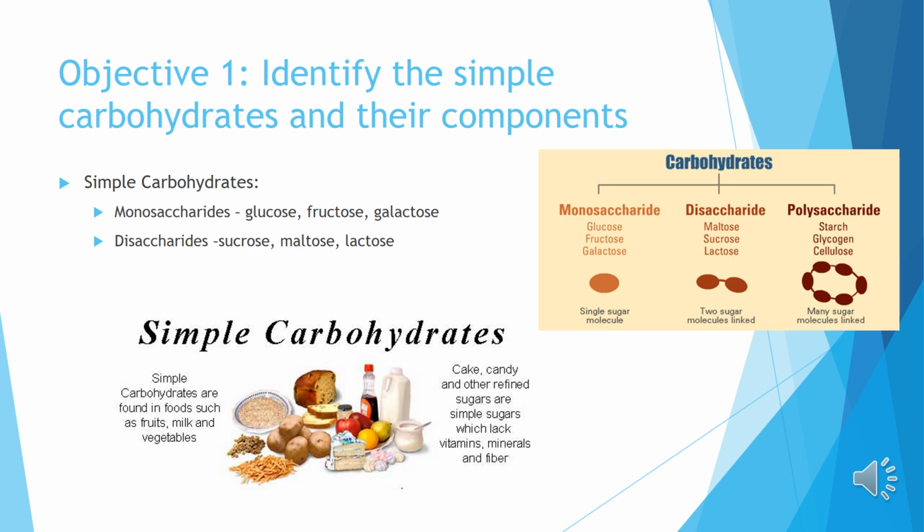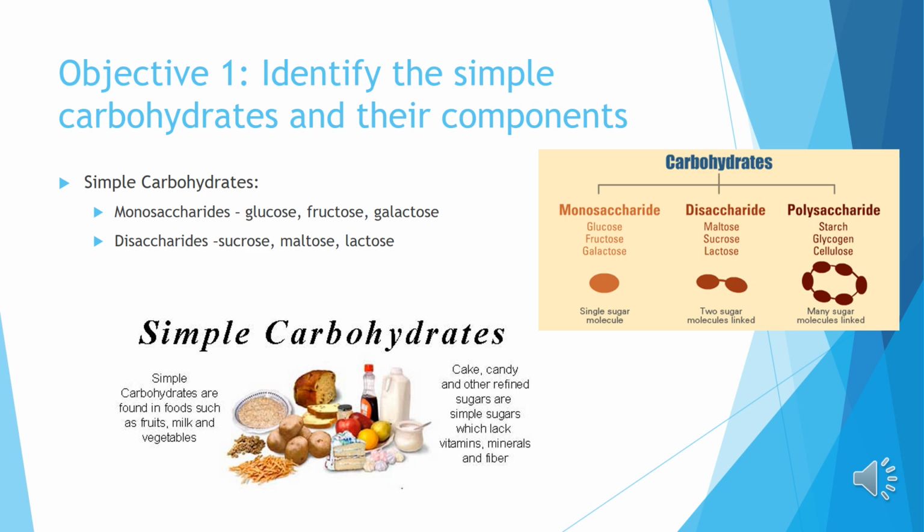Okay, let's look at objective 1. We said objective 1 for this chapter was to identify the simple carbohydrates and their components. So let's start off with what is a simple carbohydrate. If you look at the picture to the right, you'll see that a simple carbohydrate is either a monosaccharide or a disaccharide. A monosaccharide, mono meaning one, saccharide meaning sugar, is a single sugar molecule.